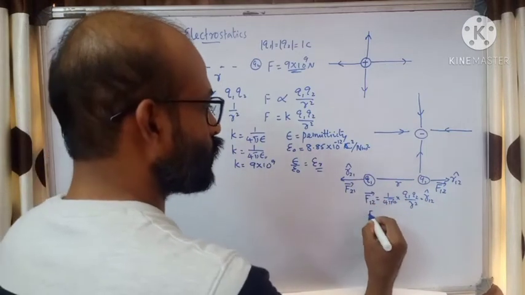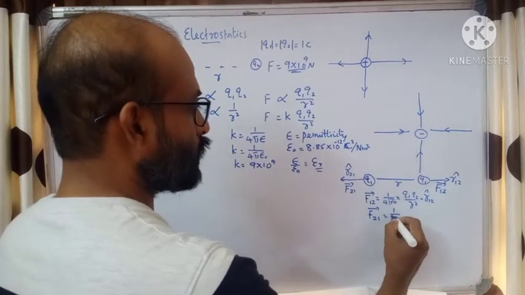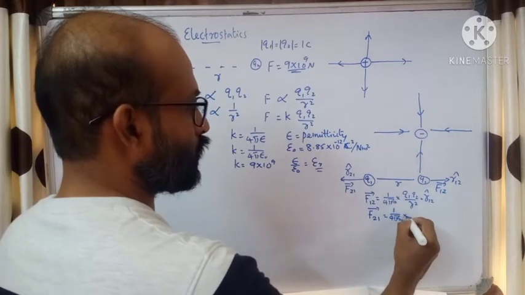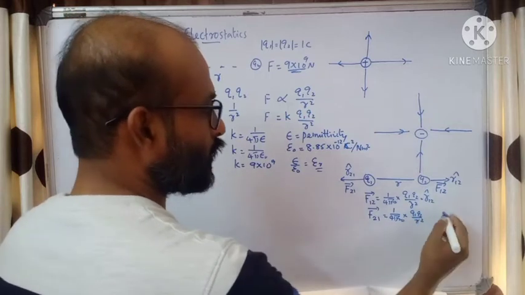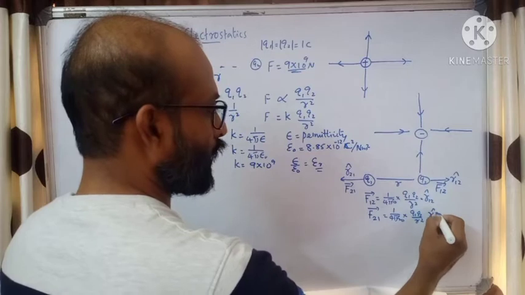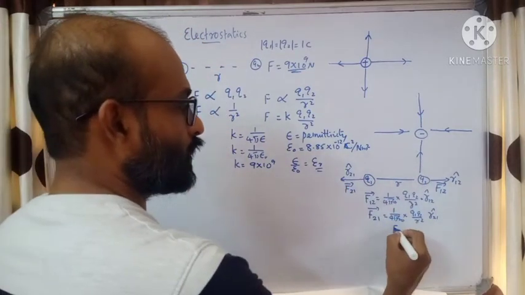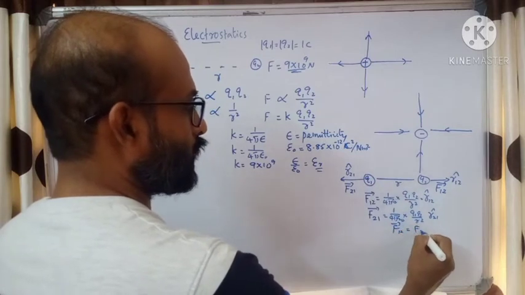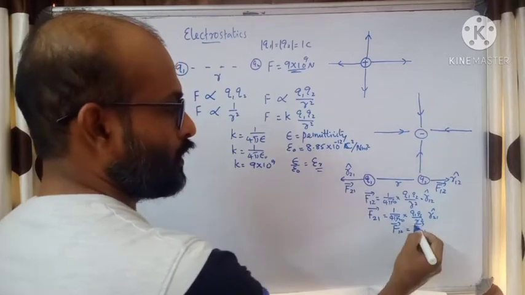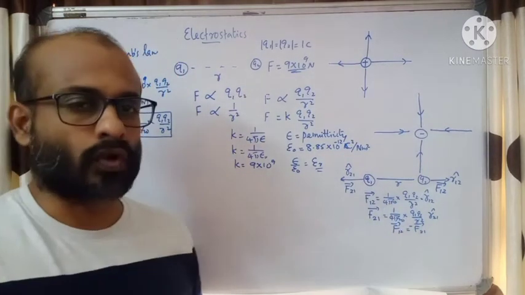Similarly, what is F21? F21 also has the same magnitude as F12. This also will have the same magnitude 1 by 4 pi epsilon 0 Q1 Q2 by R square. But what about the direction? R21 cap we need to multiply. We can see they are in opposite directions, so we can say this is a mutual force. F12 vector and F21 vector have the same magnitude, but the direction is opposite. Okay, this is the vector form of Coulomb's law.